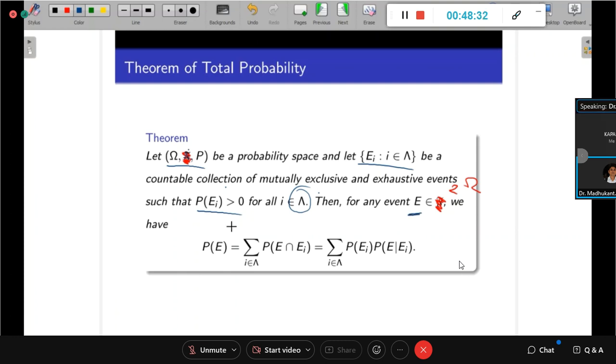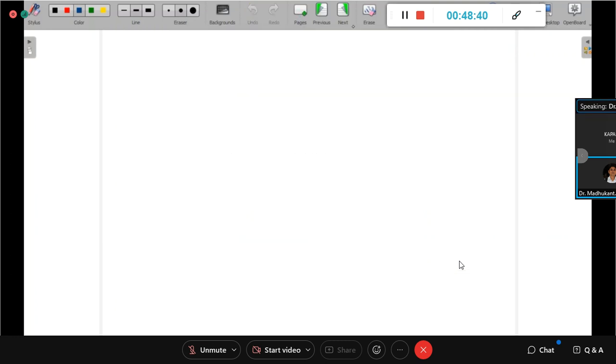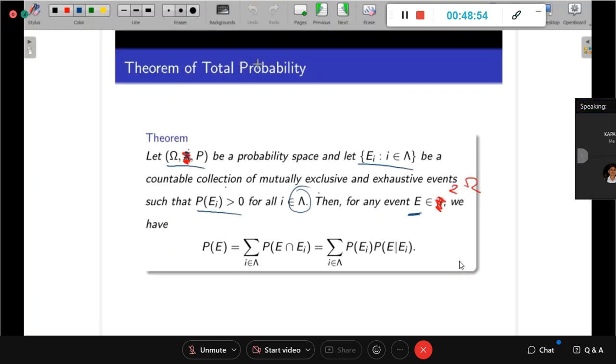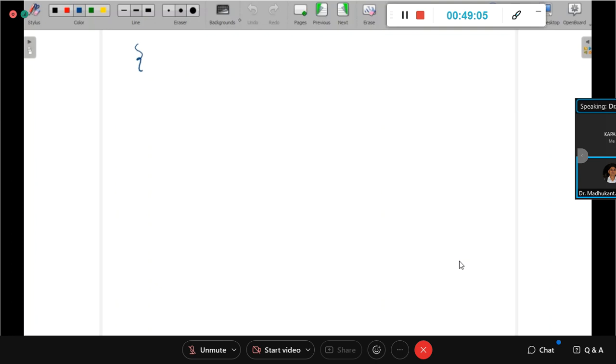Then for any event we have the following, and it's very easy to follow if you really follow the definition of the axiomatic approach. Before writing E, sir, can you show the previous slide once again? One sec. Done. Thank you, sir.